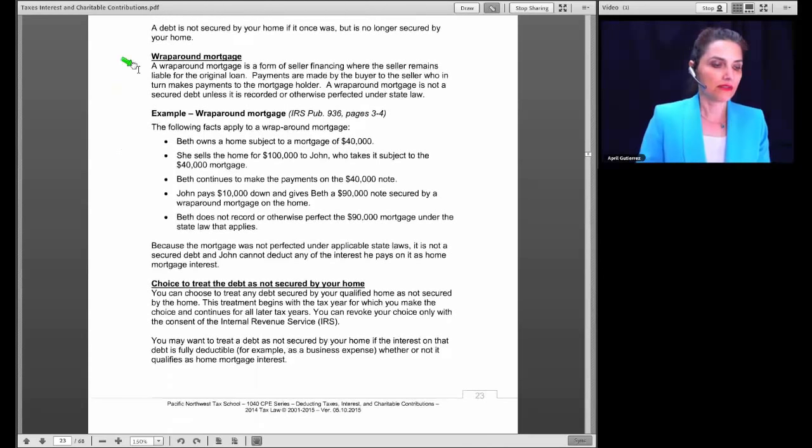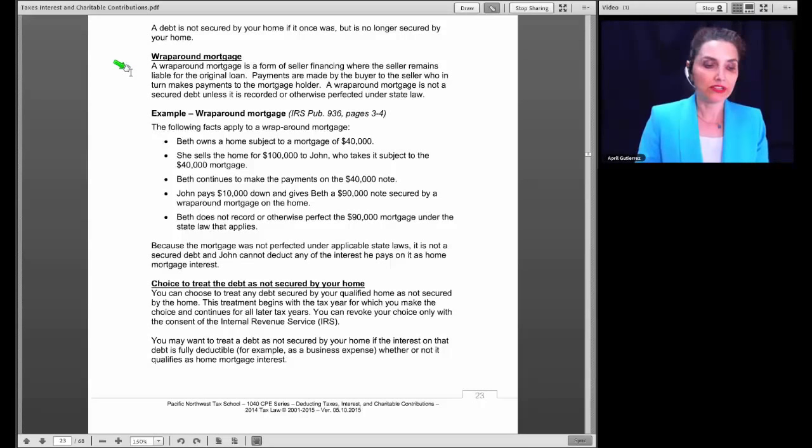Let's look at this concept of a wraparound mortgage. I actually run across these fairly frequently. Clients get quite creative in what they're doing with home purchases and sharing homes between family members. And so we get into these situations with these things called wraparound mortgages. And if you're in a wraparound mortgage, odds are it's not deductible.